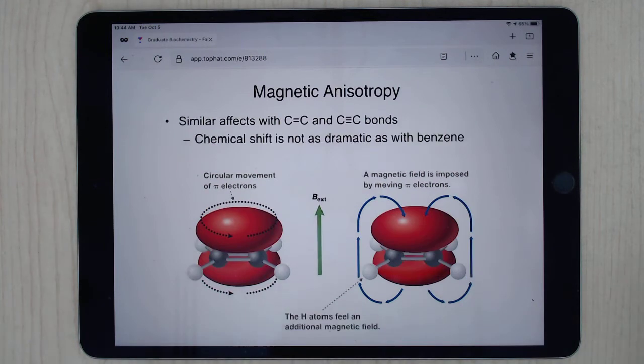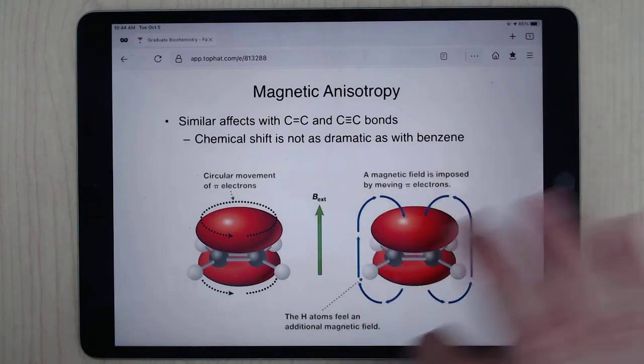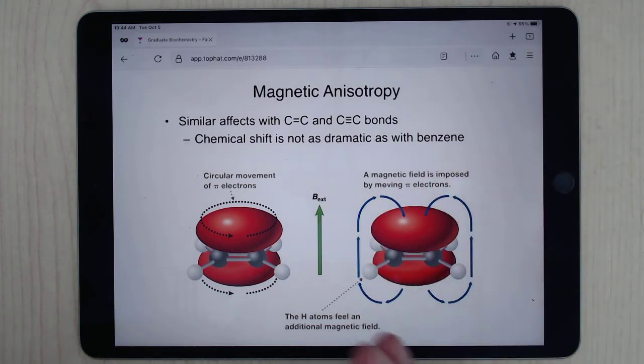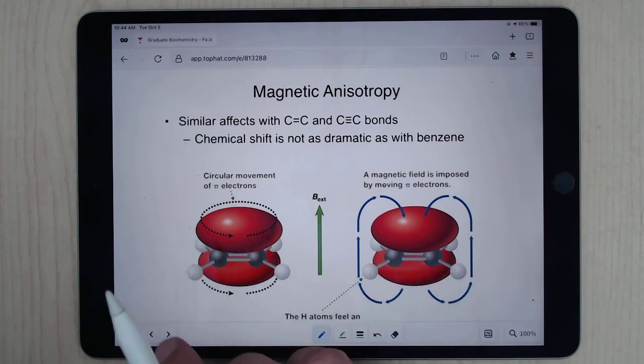You get the same effect, although not quite at as large a magnitude, with a carbon-carbon double bond. It creates a larger shift than you would expect. That's why it's in this sort of 5 region. These hydrogens here would come out right around 5.